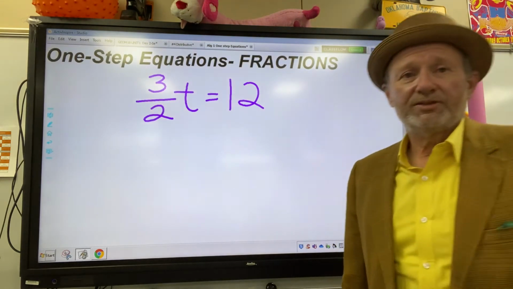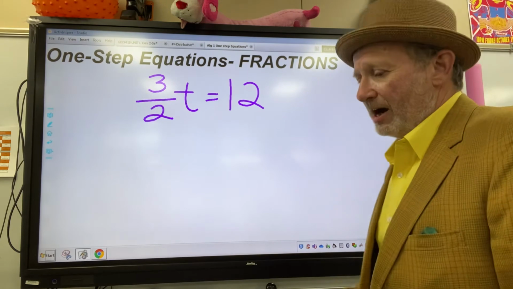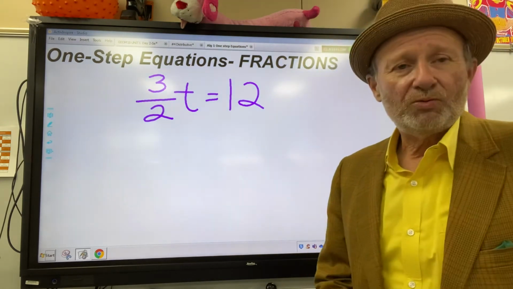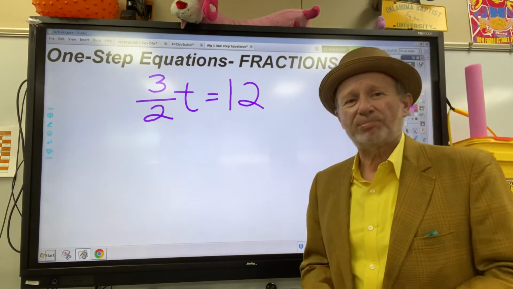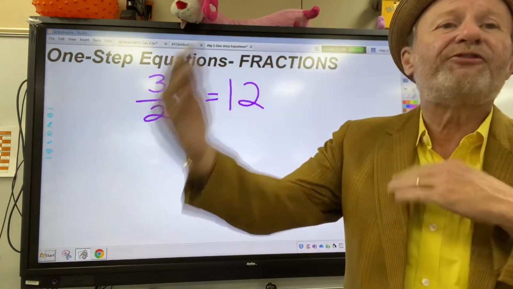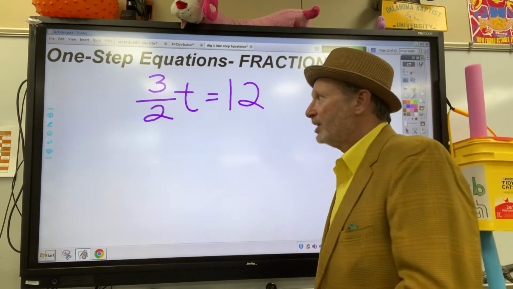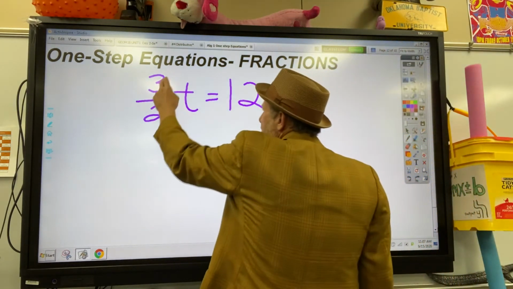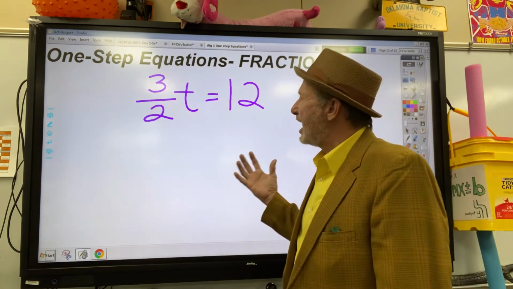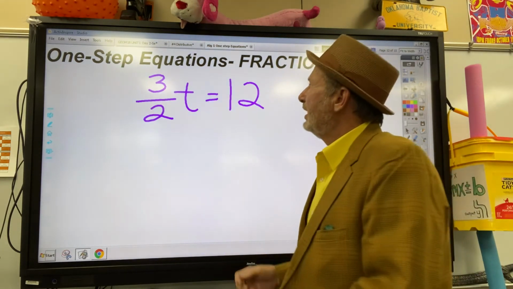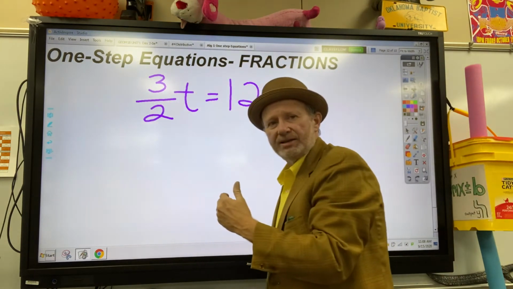Now, the tough one. One-step equations with fractions. All right, just remember this. Whenever you divide a fraction, you're basically multiplying by the reciprocal, by the flip. All right, so that's how we're going to solve this. All right, so this is 3 over 2 t equals 12. Well, how would I solve that? Well, since it's 3/2 times t, I would divide, right?